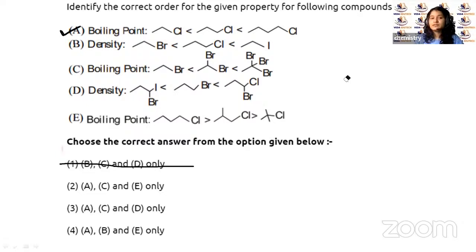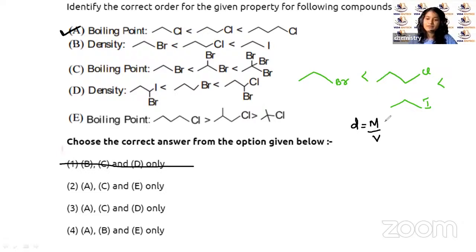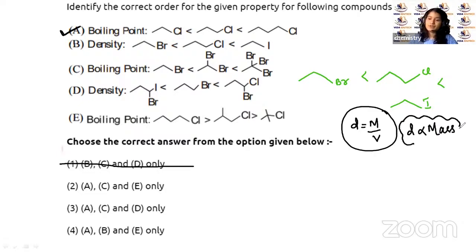Moving to the next option. What's given to us here? We're talking about density here, children. Talking about density, we know that density is equal to mass by volume. So density is directly proportional to mass. So wherever your mass is going to be higher, your density is going to be higher. So as we can see, the number of carbons here is 2.